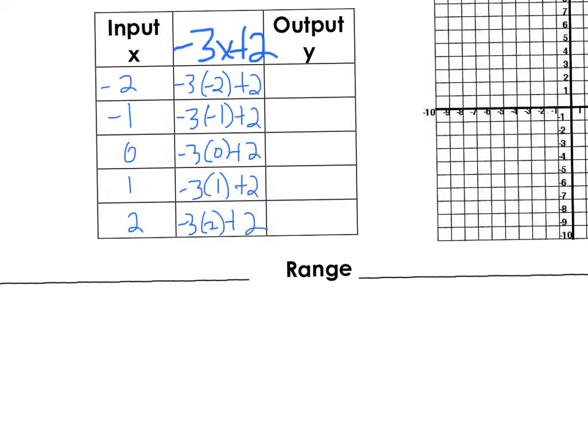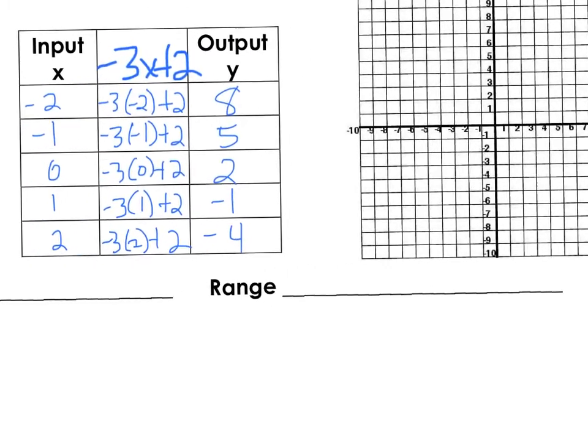So we'll go ahead and start doing some math here. -3 times -2 is 6, plus 2 is 8. -3 times -1 is 3, plus 2 is 5. -3 times 0 is 0, plus 2 is 2. -3 times 1 is -3, plus 2 is -1. And -3 times 2 is -6, plus 2 is -4. So now we've got our ordered pairs.